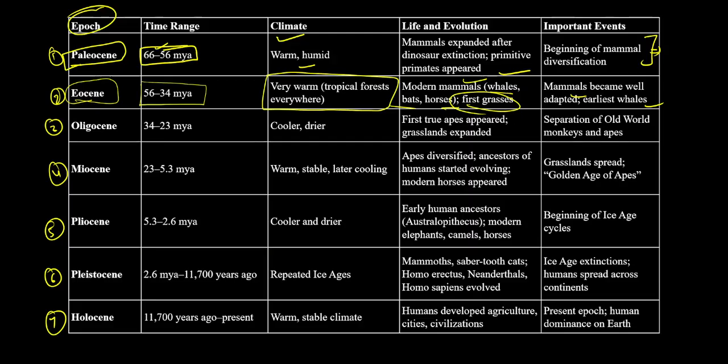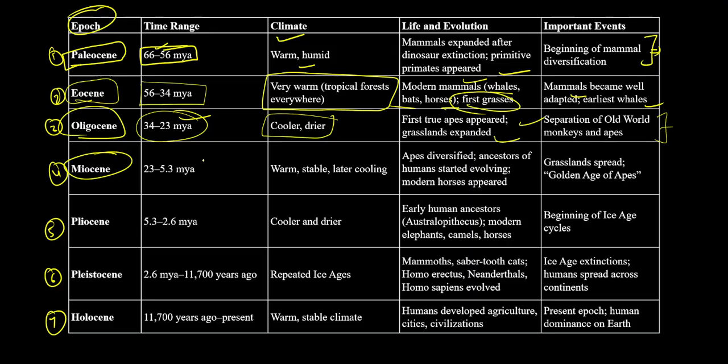Then the Oligocene, which existed 34 to 23 million years ago, and comparatively the climate was cooler and drier. The first true apes appeared, and grasslands also expanded. We can say the separation of Old World monkeys and apes occurred in this particular epoch. And then the Miocene epoch.